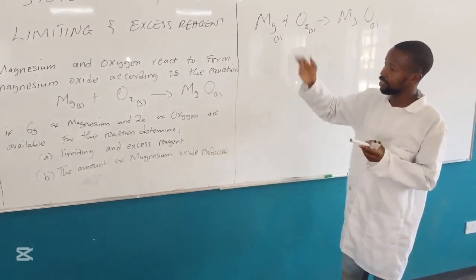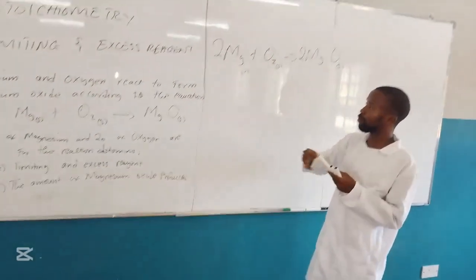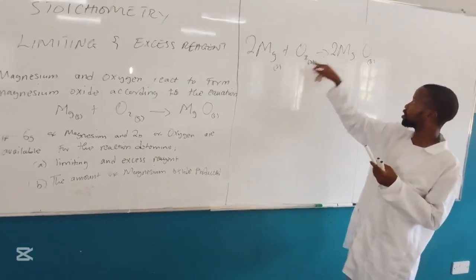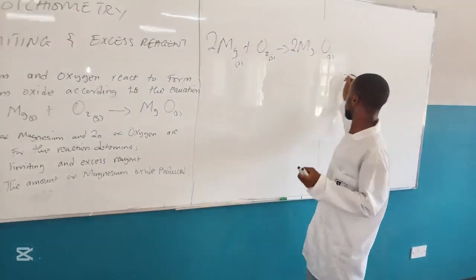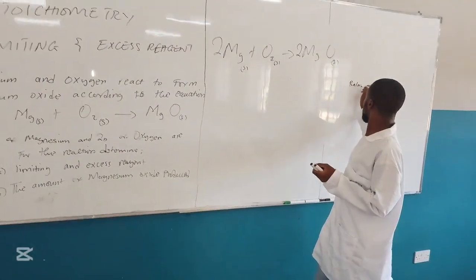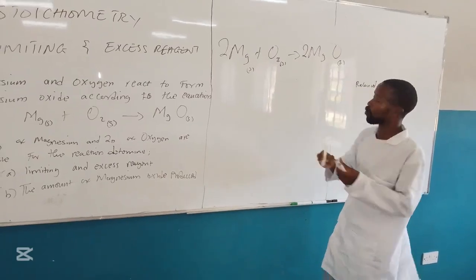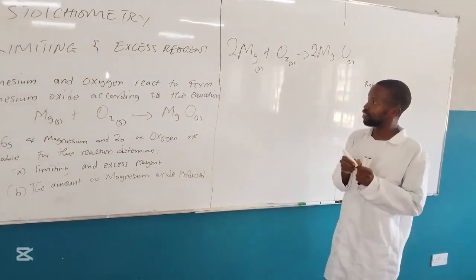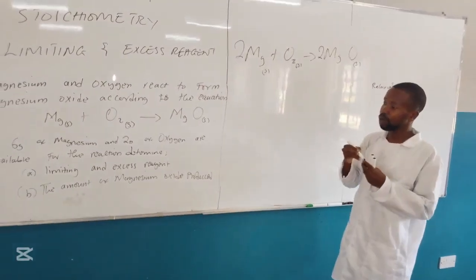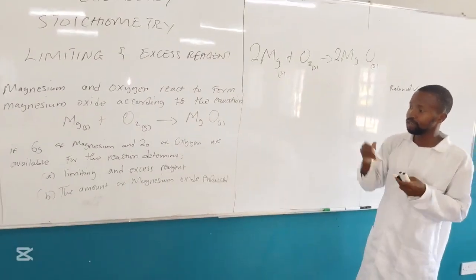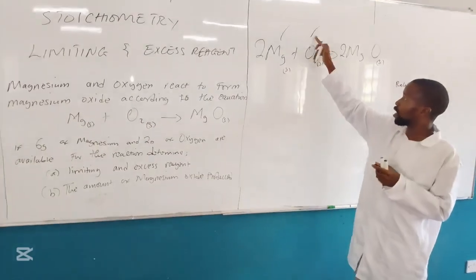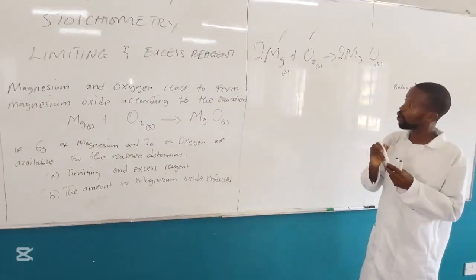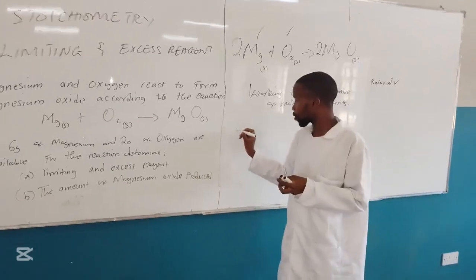As said earlier, definitely it's balanced. 2 magnesium, 2 oxygen. So our equation is balanced. So now let's work out the number of moles of each reactant that we have. We have 2 reactants, magnesium and oxygen gas. So we need the number of moles.